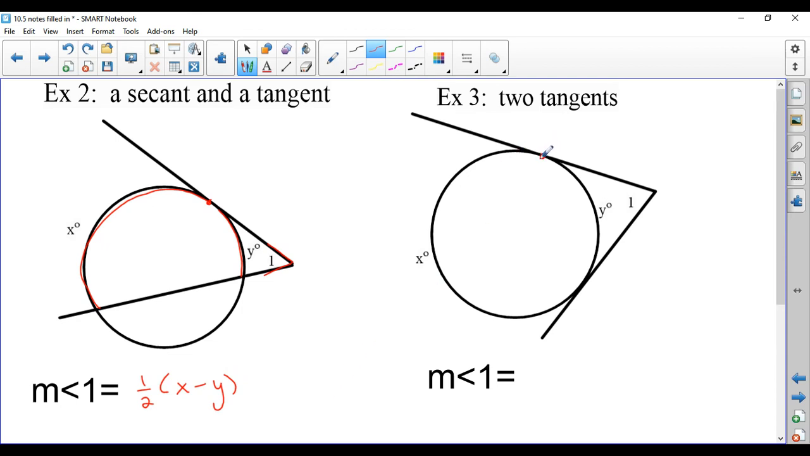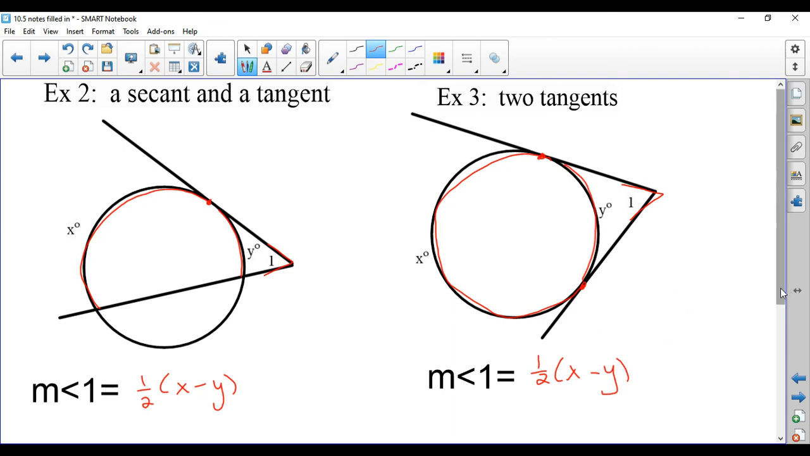Two tangents: here's our 2 points of tangency. Here's the angle outside of the circle. The measure of angle 1 is 1/2 the difference of the two intercepted arcs. Here I have the outer arc, that's X, and I have the inner arc, that's Y.